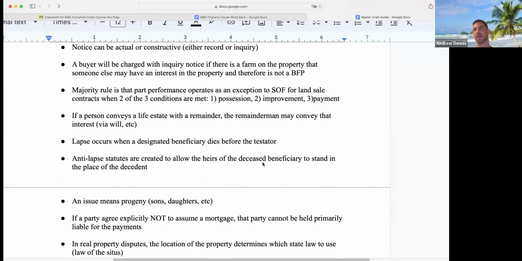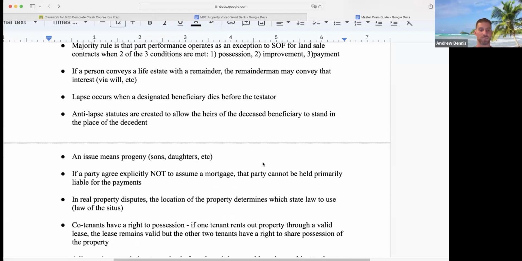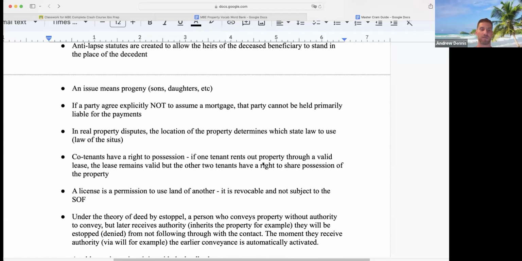So lapse is like you bequeath a piece of property to Tommy, but then Tommy's dead before you die. So it's going to lapse unless that state has an anti-lapse statute, which would allow a beneficiary of the deceased person who is supposed to take under the will to stand in the shoes. So issue means progeny, like sons, daughters, etc. Be careful to read. Issue does not mean fathers, grandfathers, uncles. It means your loins. It means the products of your art.